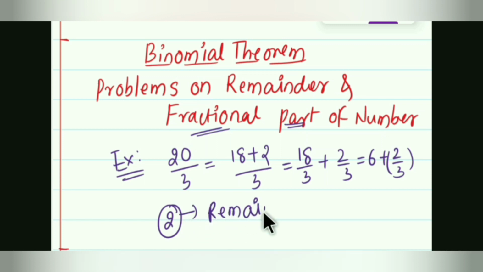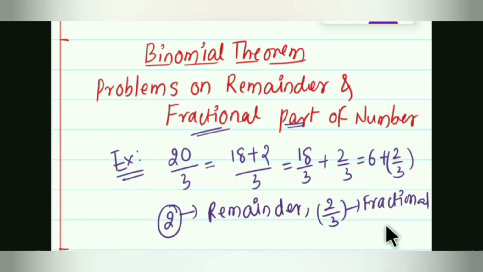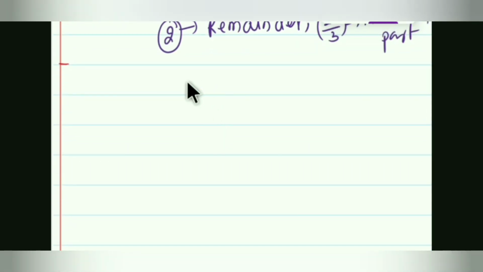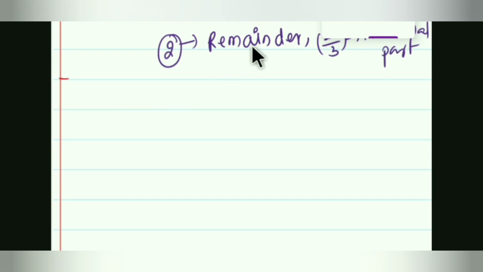Here 2 is called remainder, but 2 by 3 is there, right? This part is called the fractional part because it is a fraction. Okay, right. And next thing is, we have understood what is remainder and what is fractional part. And one more thing is negative remainder. When we have a negative remainder, how can we take that?